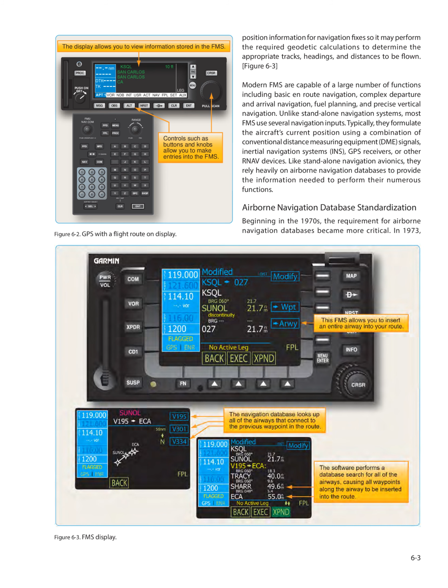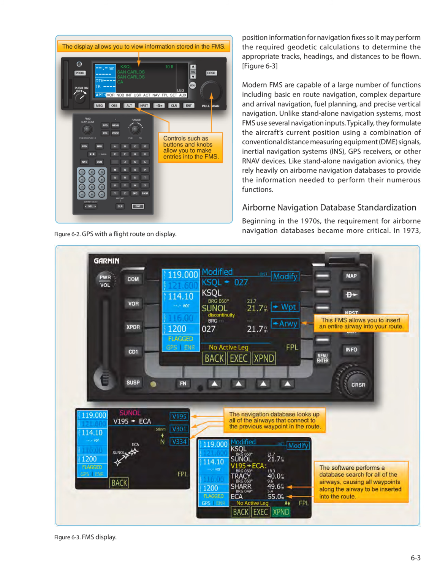Figure 6.3. Modern FMS are capable of a large number of functions including basic en-route navigation, complex departure and arrival navigation, fuel planning, and precise vertical navigation. Unlike standalone navigation systems, most FMS use several navigation inputs. Typically, they formulate the aircraft's current position using a combination of conventional distance measuring equipment, DME signals, inertial navigation systems, INS, GPS receivers, or other RNAV devices. Like standalone navigation avionics, they rely heavily on airborne navigation databases to provide the information needed to perform their numerous functions.